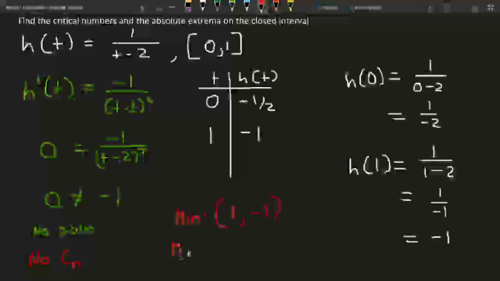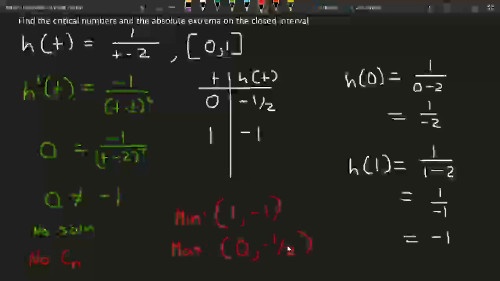Now, the absolute maximum is where the highest y value is. And in this case, negative 1/2 is higher than negative 1. So hence, the absolute maximum is found at point 0 comma negative 1/2.